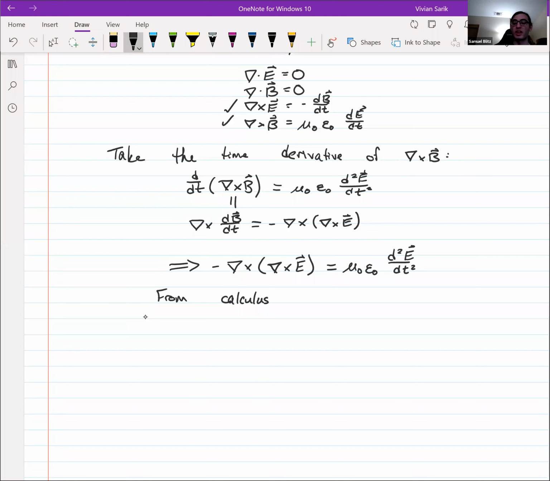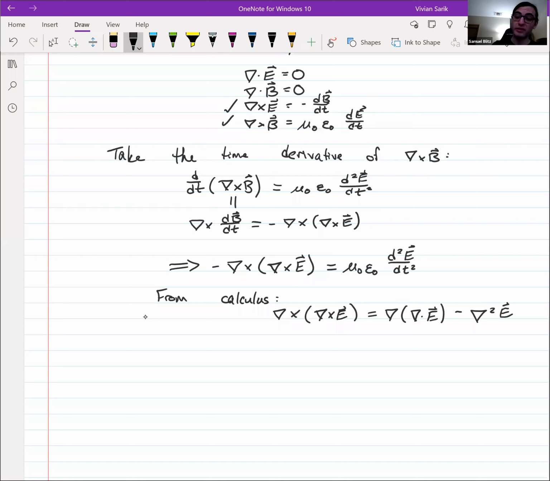We can actually simplify that curl of a curl. Turns out that the curl of the curl of a vector field is equal to the gradient of the divergence of that vector field minus the divergence of the gradient. This is also known as the Laplacian. This is basically d by dx squared plus d by dy squared plus d by dz squared on each component.